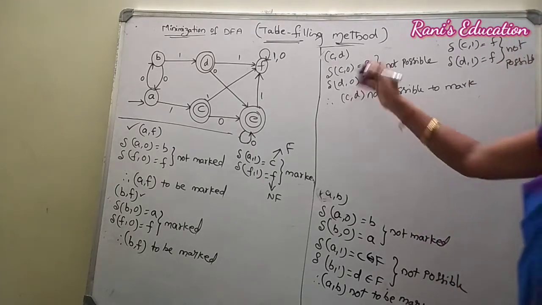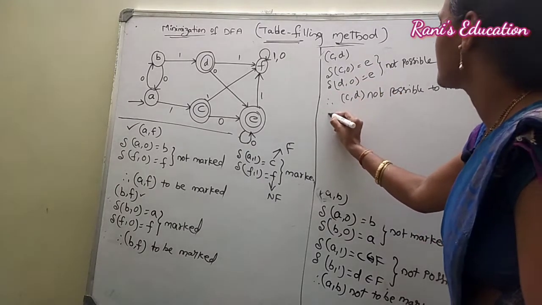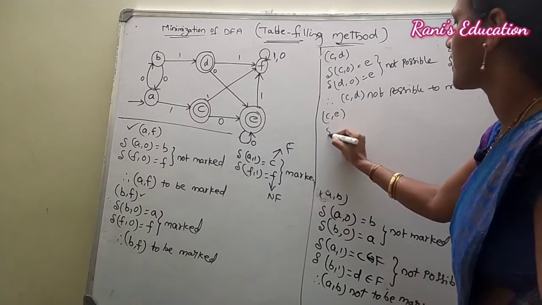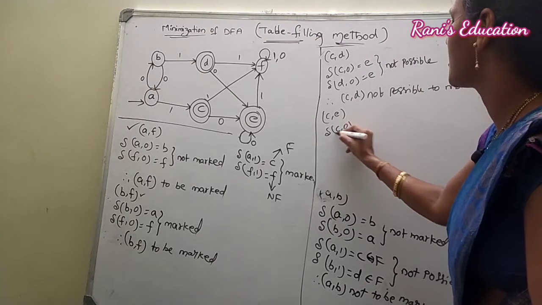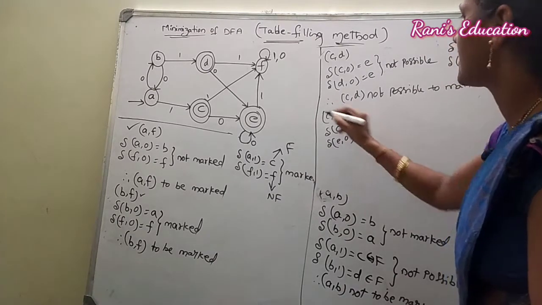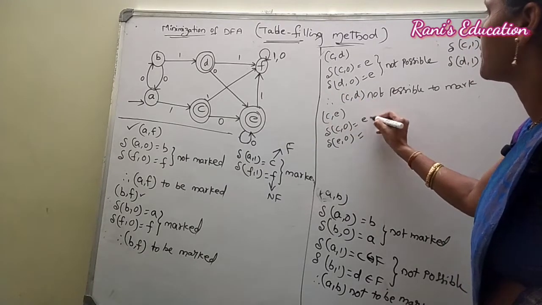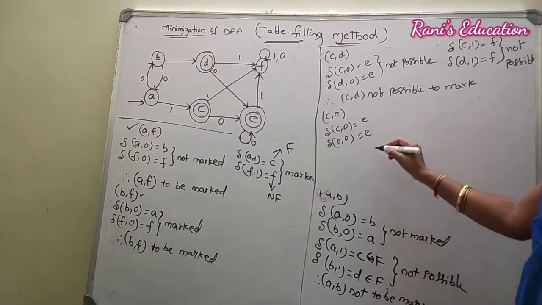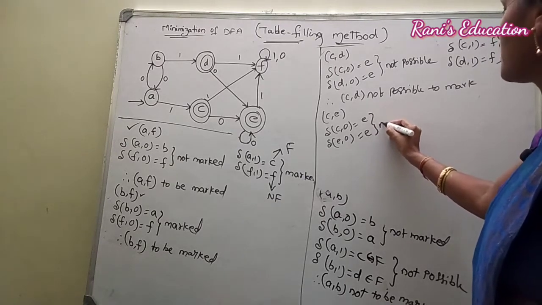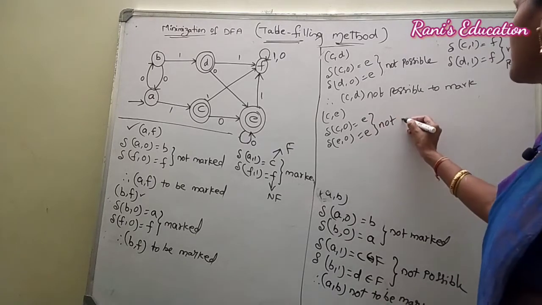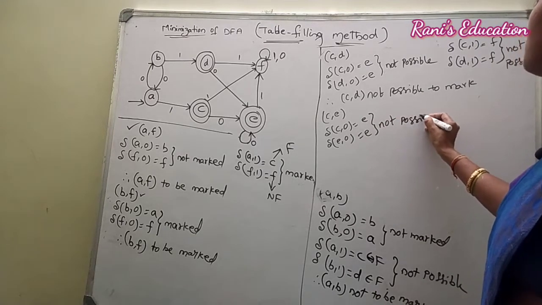Now go for the next possible pair, that is C comma E. Here also we need to check what is delta of C comma 0, delta of E comma 0. C comma 0 is what? E. E comma 0 is E. So is it possible to mark? No. Why? Because the resultant state pair contains the same symbol, which is not possible to mark.